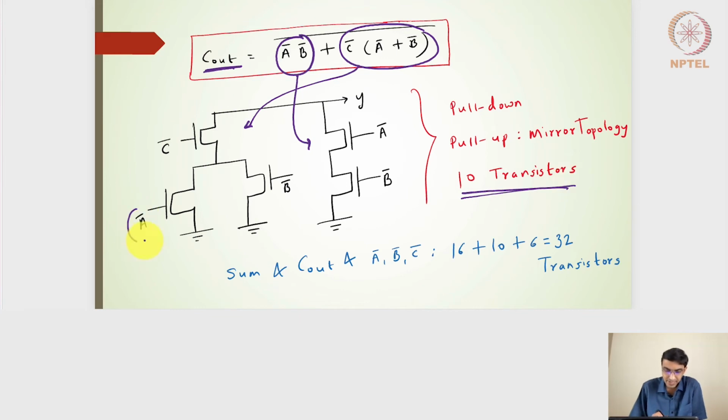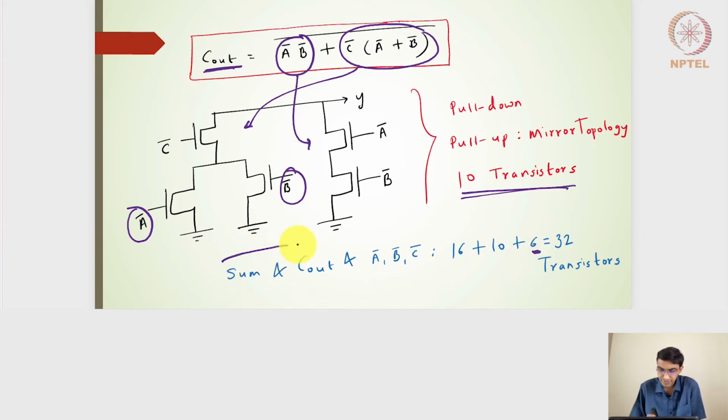Right, remember that in the previous sum expression, we had A bar, B bar, C bar. So I need to get the complement of the inputs. The inputs are A, B, C, and the complement of that will be A bar, B bar, and C bar. So I'll require an inverter circuit. For each of them, I'll require 2 transistors. So for 3 inputs, I'll require 6 transistors.